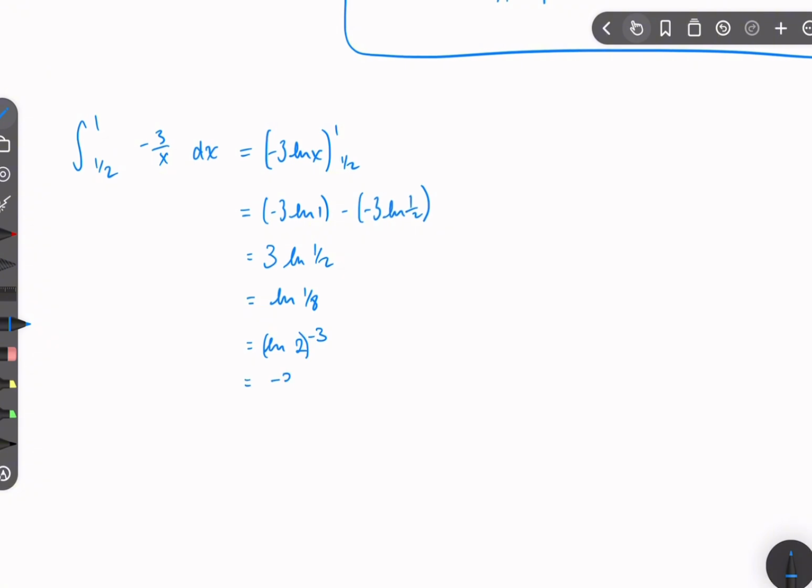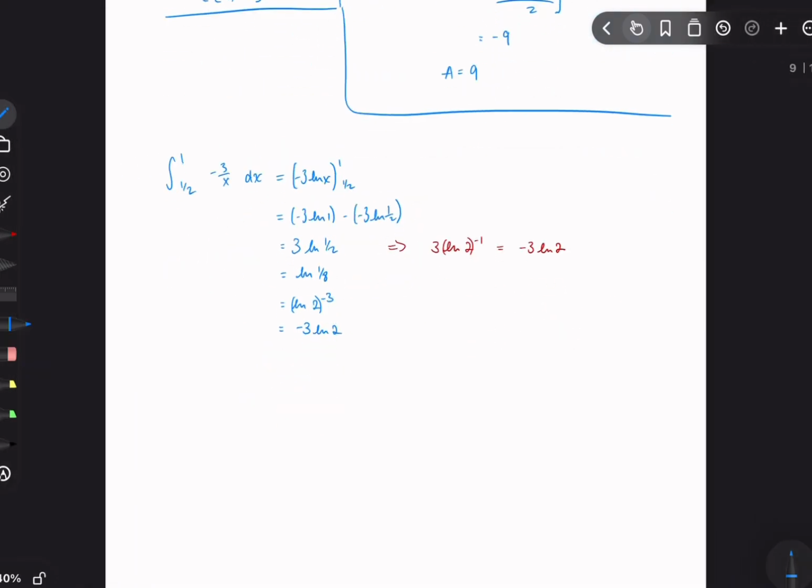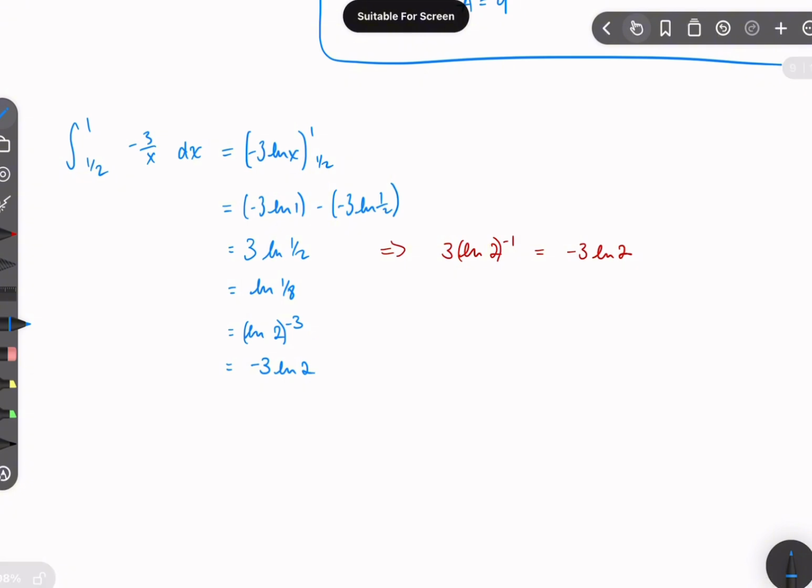And then you bring this back to get minus 3 ln 2. But an alternative way would be 3 ln 2 to the power of minus 1. And then you bring the power back to get minus 3 ln 2. Okay, so this is the area of the section. And because area can't be negative, you just take minus 3 ln 2 as 3 ln 2. So the area of this section is 3 ln 2.